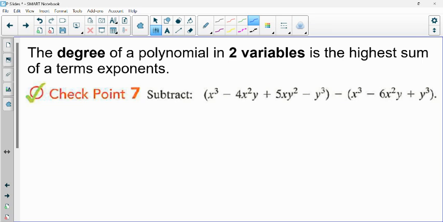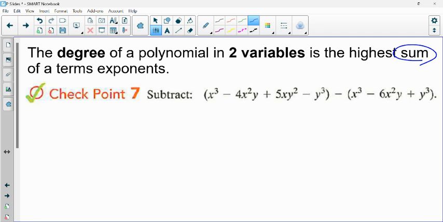So when we're saying our degree of two variables is the highest sum of the term's exponents, again, sum means we are going to do what? What operation does sum mean? Add. So we're going to look at all the exponents. We're going to add the exponents up for each individual term, and whatever that highest sum is our degree.